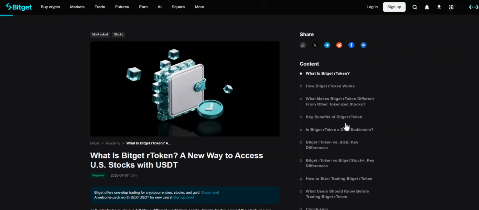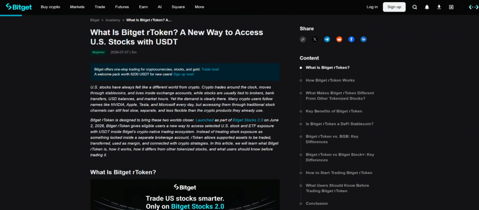If we go over to the actual Bitget information page, you can see they say, what is a Bitget R token? It's a new way to access US stocks with USDT, which is very good because you're already trading crypto, investing in crypto, or whatever you're doing on the exchange. But now you can do stocks as well with the same USDT.